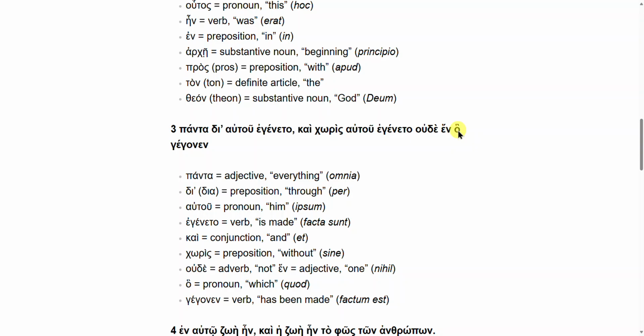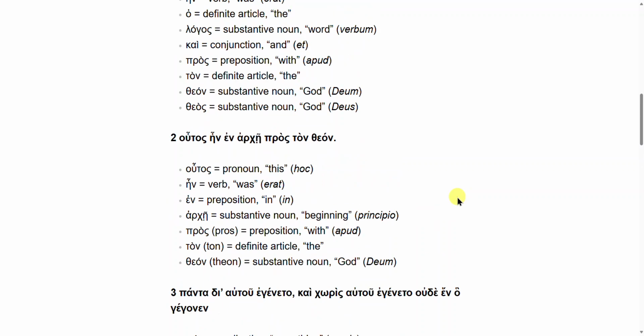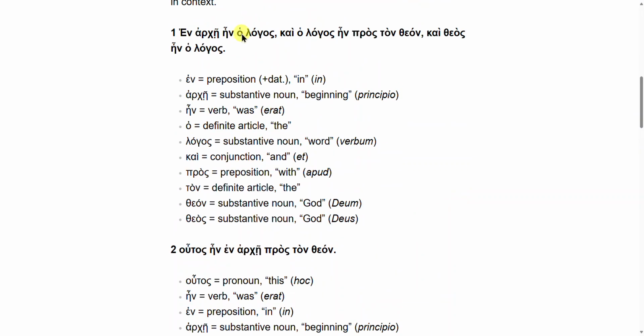We then have ho. Now this is very confusing for beginners. We have ho, and you say, oh yeah, we've seen that before. Back up here in verse 1, we saw ho logos. Ho logos again. So we've seen this before, but I want you to look very carefully. We said that this was the definite article back in verse 1, and you see a rough breathing mark over that omicron. This is the definite article translated the or the.